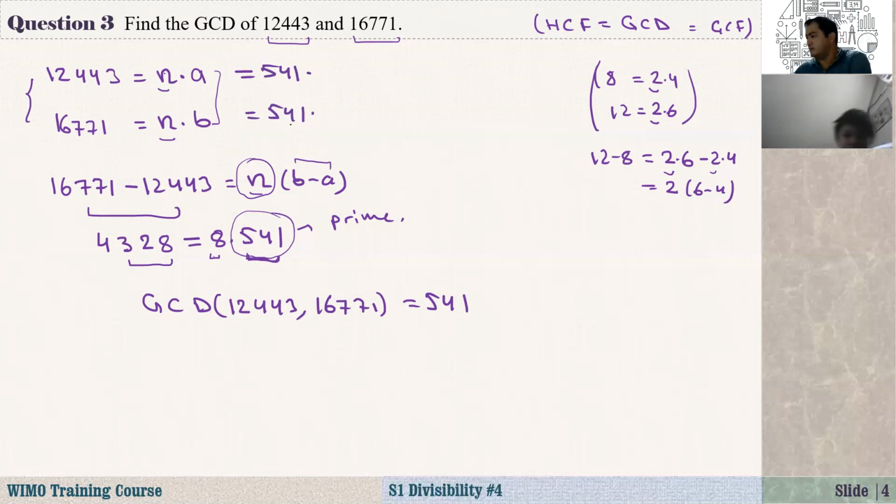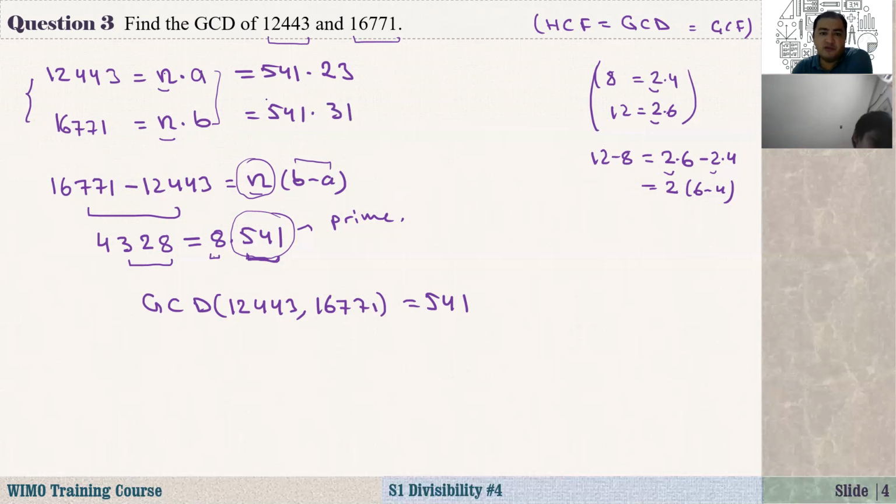Divide by 541, you get the answer. What is it? 12 times 443 divided by 541. That's equal to 23. So here we have 23. And how about 16,771 divided by 541? The answer is 31. Okay.